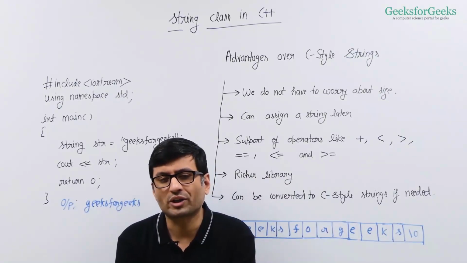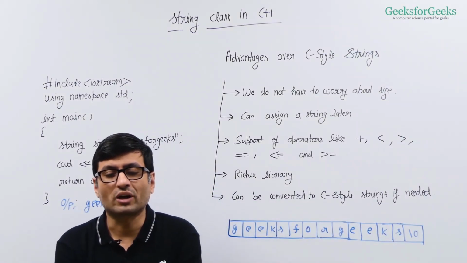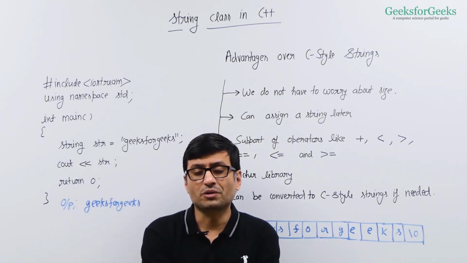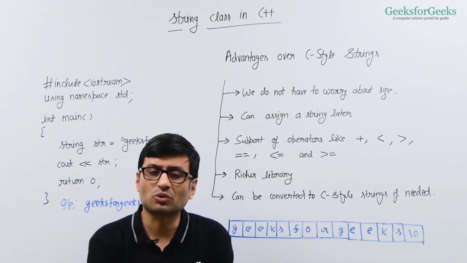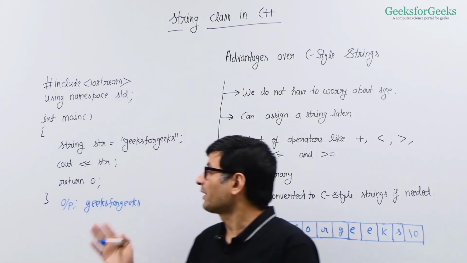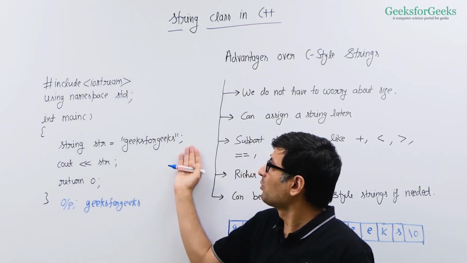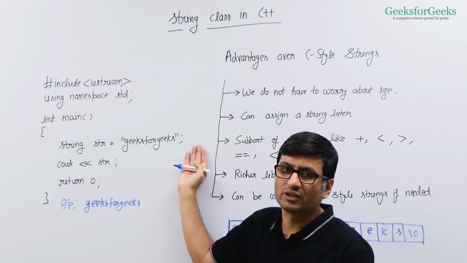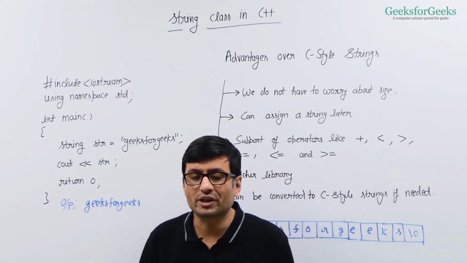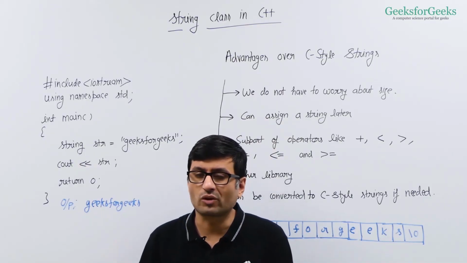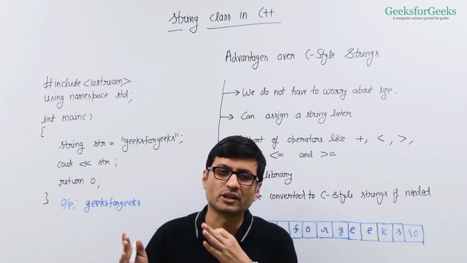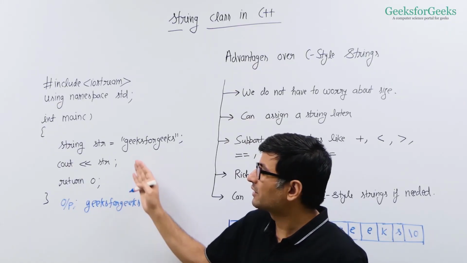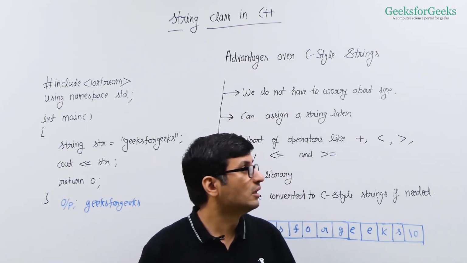Before we talk about more examples, let's talk about advantages of C++ style string over C style string. So the first advantage is we do not have to worry about the size. I've created this string. I can append more characters at the end of it. I can in fact append other strings at the end of it. And I do not have to worry about reallocating the array, copying the old array elements, and then appending the new elements. All that is taken care of by this class. We do not have to worry about it.